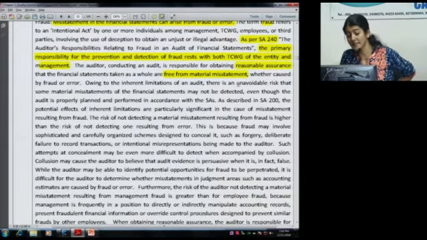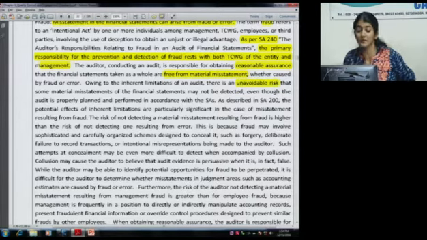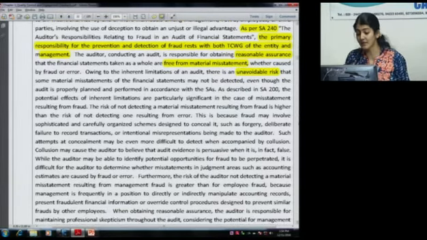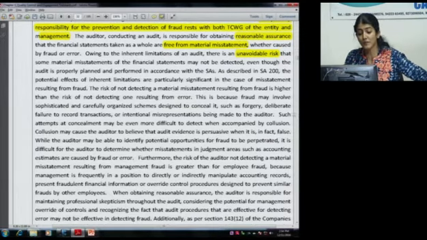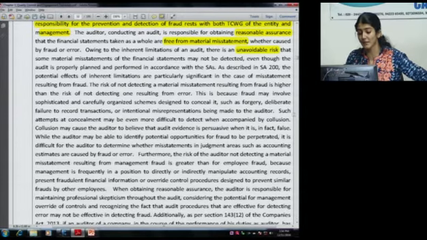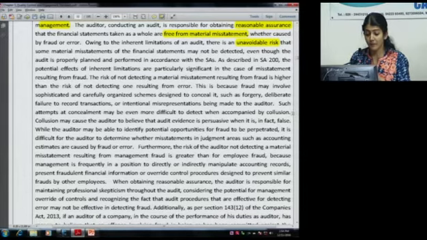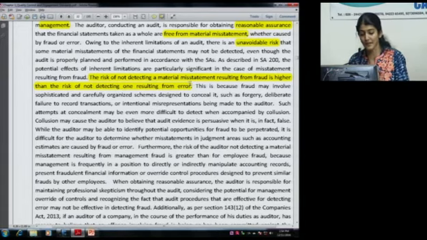Owing to the inherent limitations of an audit, there is an unavoidable risk that some material misstatements of the financial statements may not be detected, even if the audit has been planned and performed in accordance with the standards. As described in SA 200, the potential effect of inherent limitations is particularly significant in case of misstatement resulting from fraud. The risk of not detecting a material misstatement resulting from fraud is higher than the risk of not detecting one resulting from error. Fraud is more difficult to detect than an error.